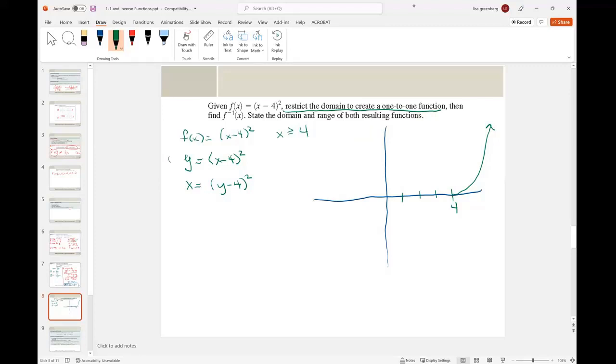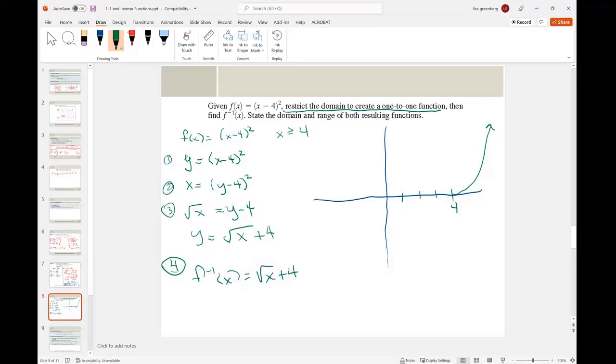Good. So here, let's say 1, 2. So we're going to take the square root. So 3 is solving. We're going to take the square root of x is equal to y minus 4, right? And so I can say y is equal to the square root of x plus 4. And my last step, I turn my inverse function equals the square root of x plus 4.